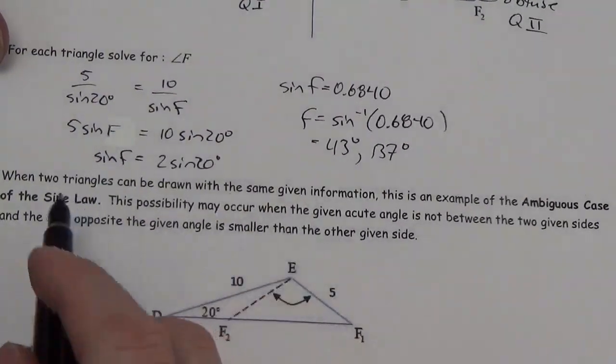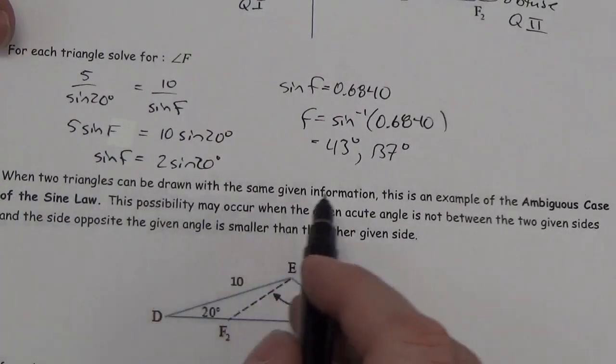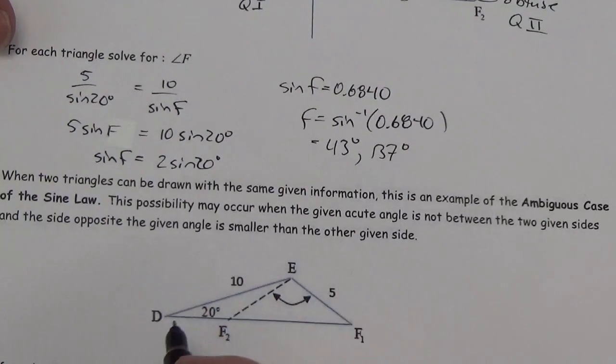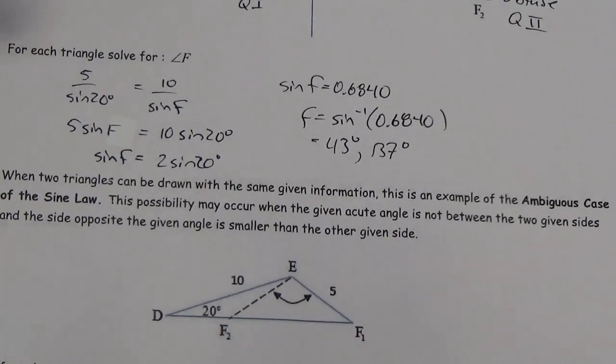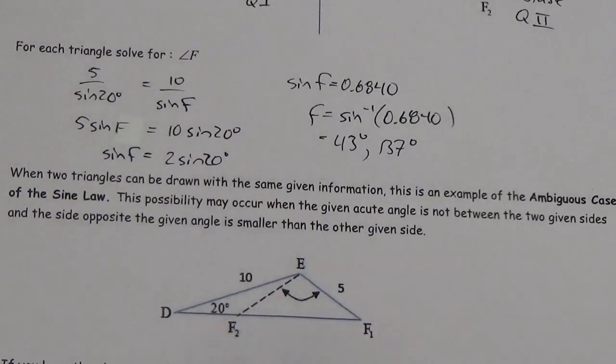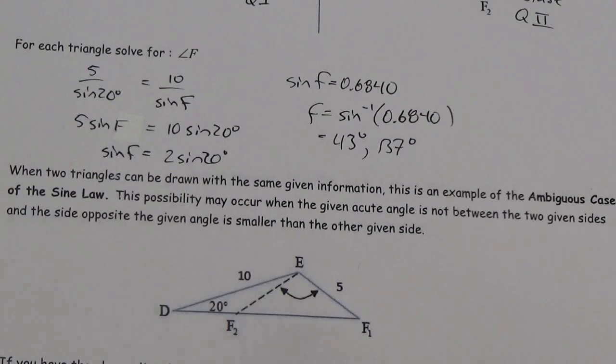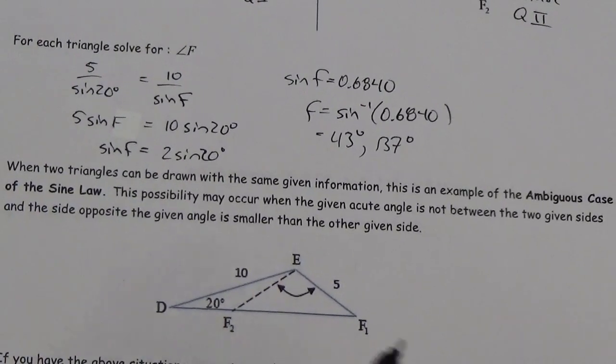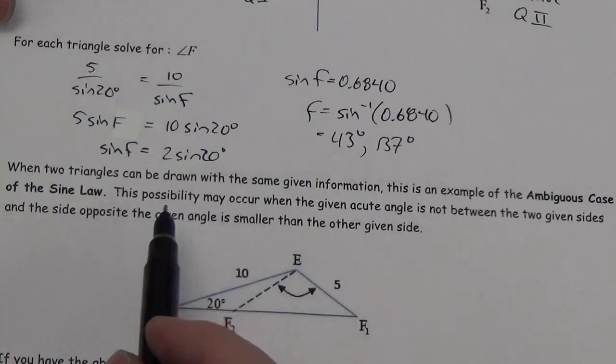So let's just look at this real quick. When 2 triangles can be drawn with the same given information, we call this the ambiguous case of the sine law. Now, this only occurs when you're looking for the angle and you're using the sine law to get the angle. If you're using the sine law to get a side, it doesn't happen. It's only in this situation here.